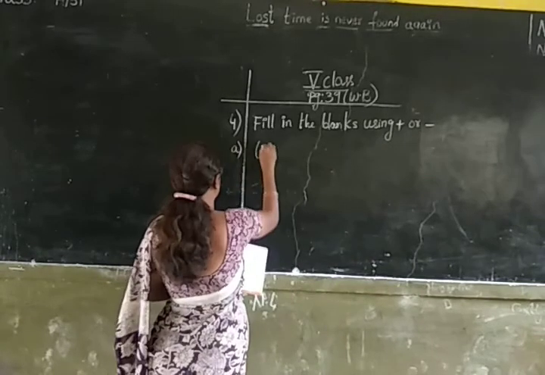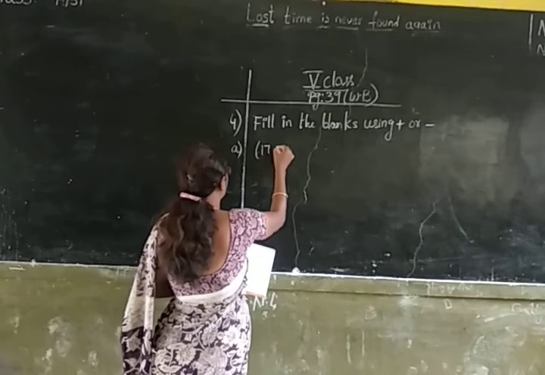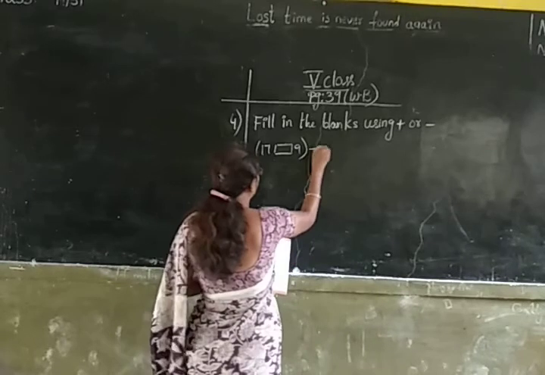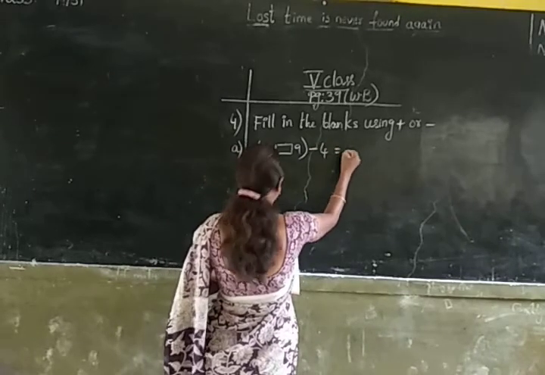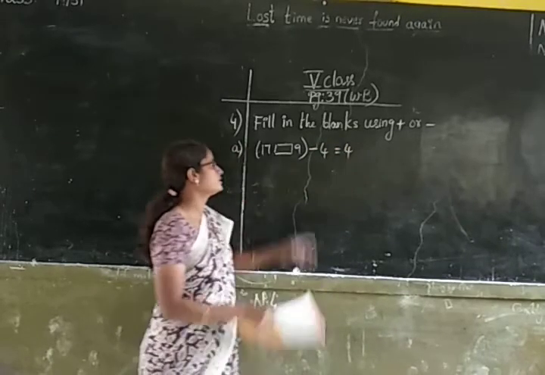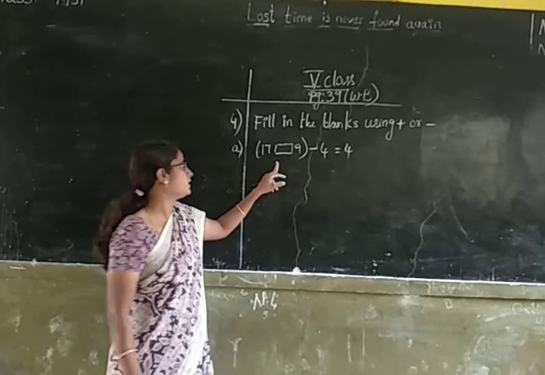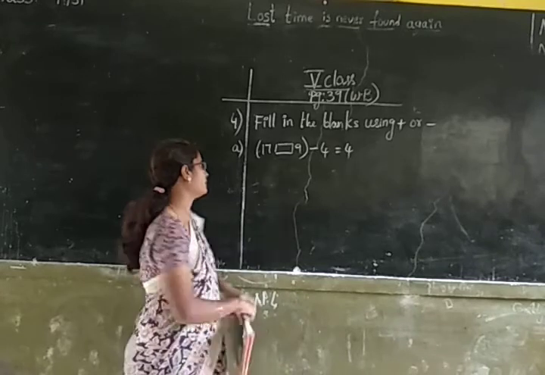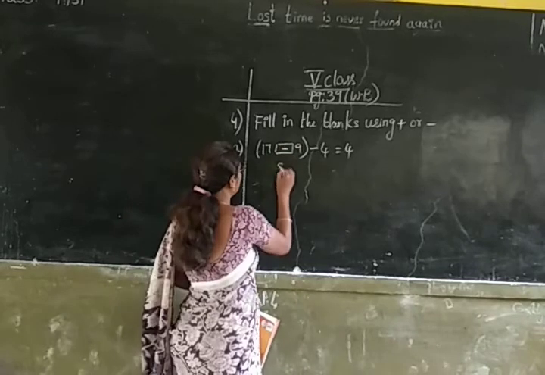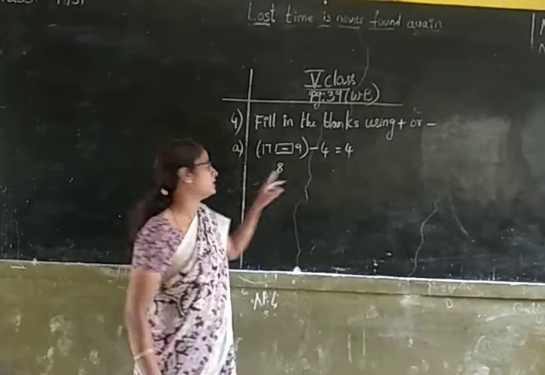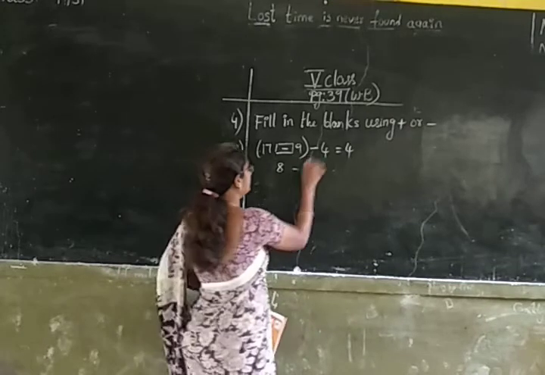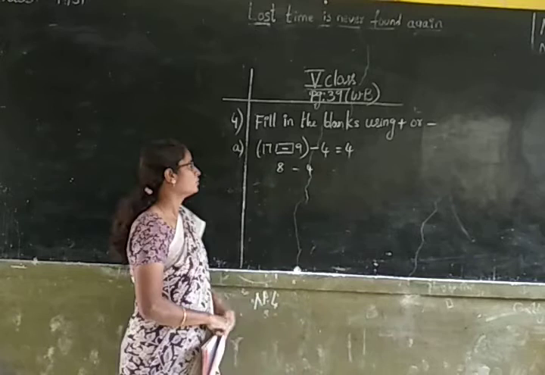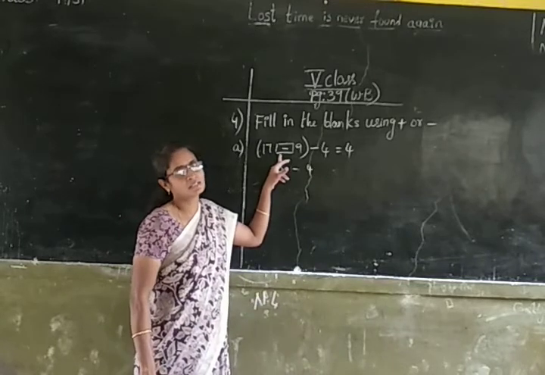What is the first question? 17 box 9 minus 4 is equals to 4. First let us place the symbol minus. If we subtract 9 from 17, we will get 8. And 8 minus 4 is how much? 8 minus 4 is 4. So we have to place the symbol minus in this box.